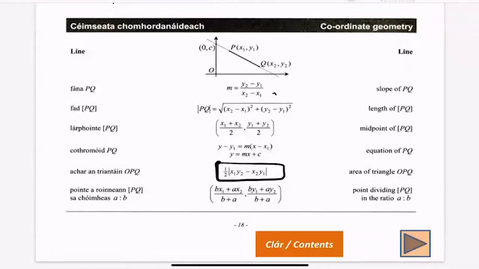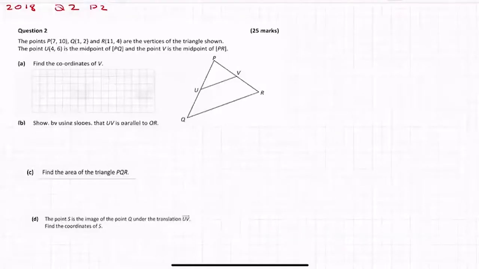So back we go to our formulas and tables. We are looking for the one that says midpoint, and it's here. So midpoint is equal to halfway between the x points, (x1 plus x2) over 2, halfway between the y points, (y1 plus y2) over 2.